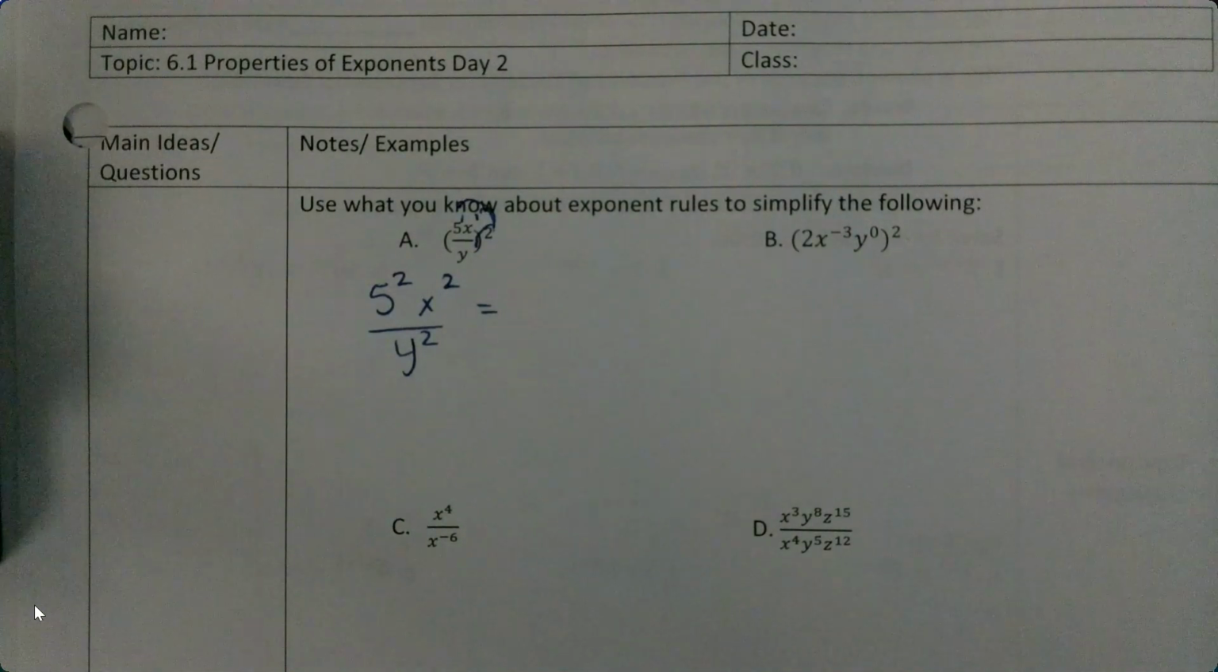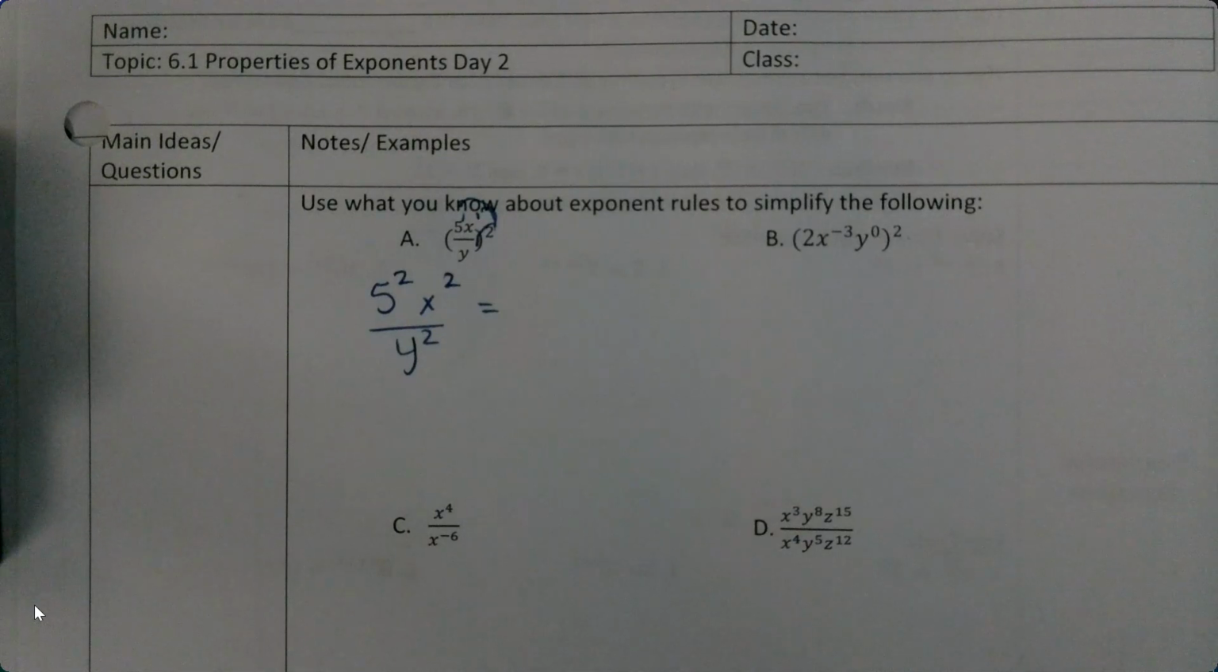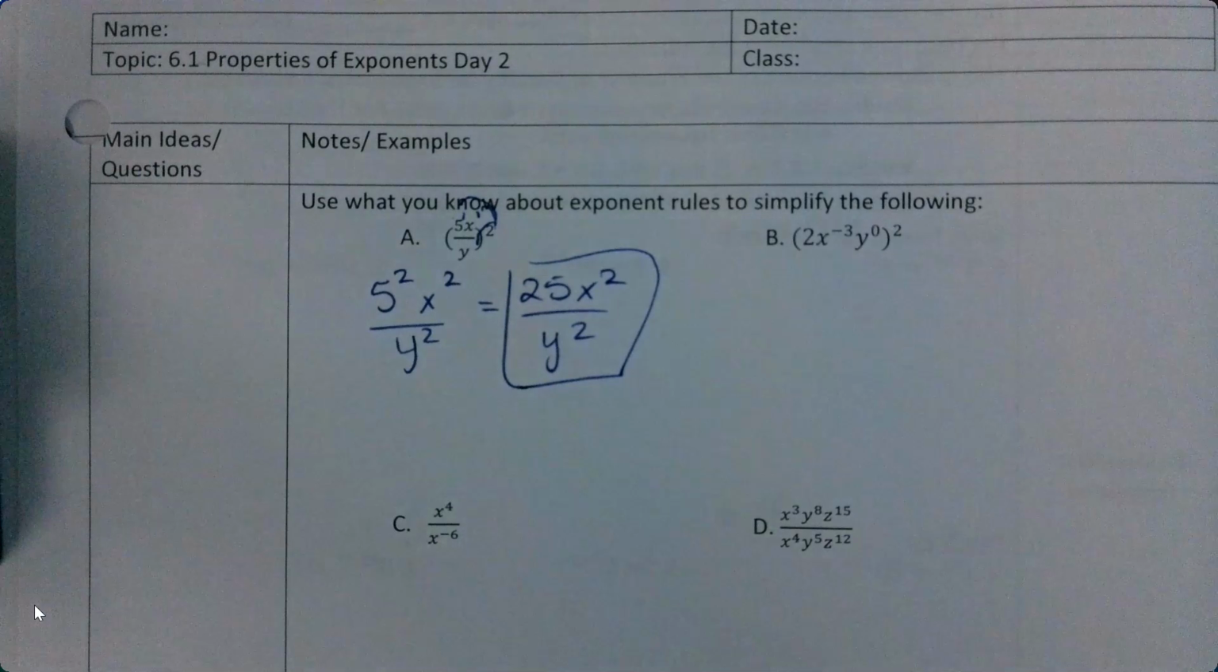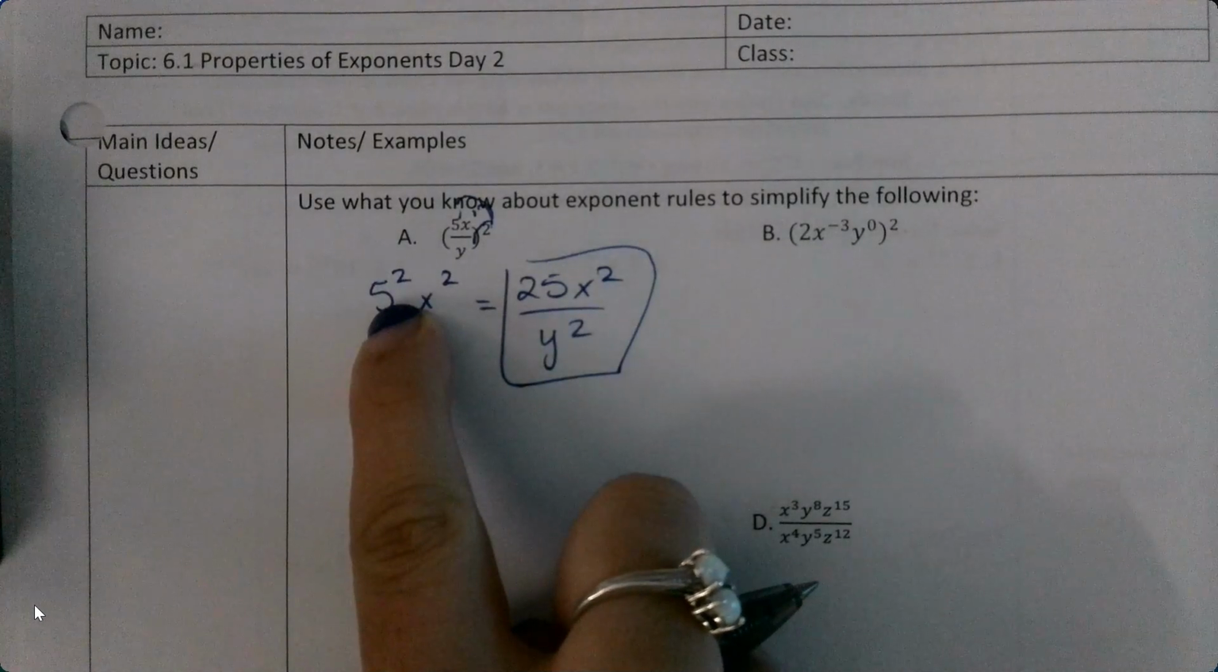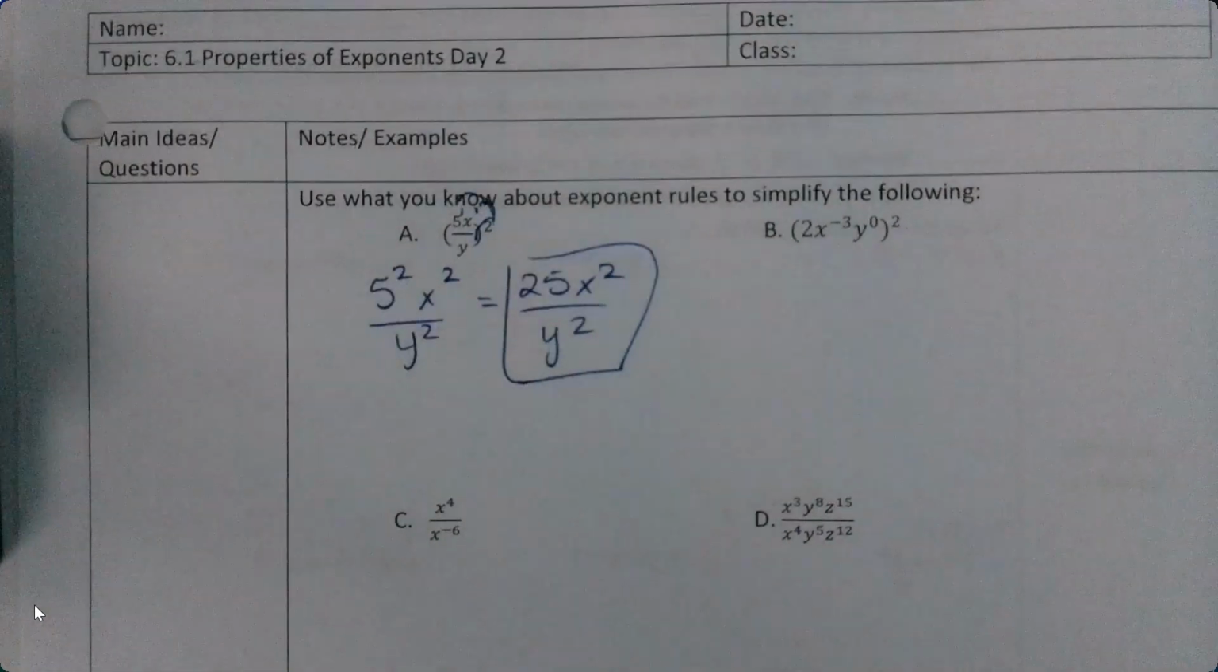Okay, so what's 5 squared? 25. So, questions on A. How'd you get 25? What's 5 times 5? Oh, yeah, you're right. Because I had 5 squared. That's what the exponent means. I have two 5s being multiplied together. You just leave it right there?